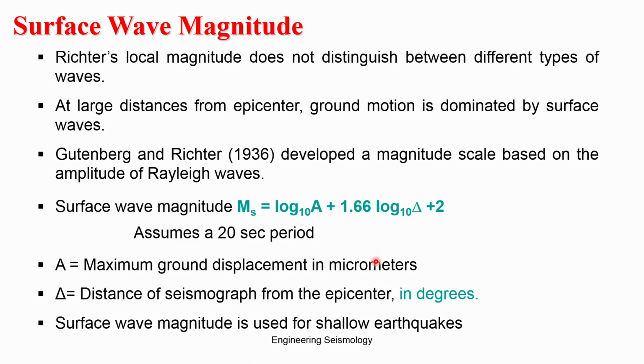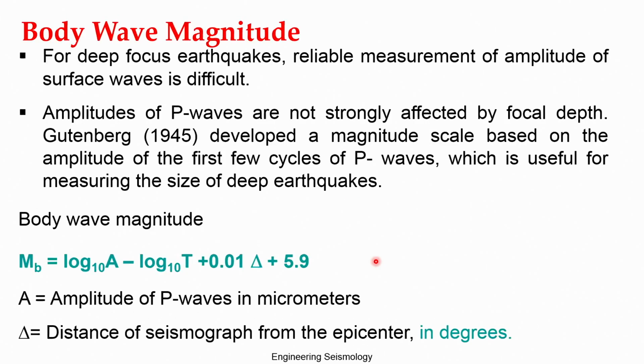You can also see the time duration and period from here. If you feed that in, you will get the magnitude. This was developed based on the amplitude of the Rayleigh wave by Gutenberg and Richter. So that is the surface wave magnitude. The body wave magnitude is basically based on the body wave amplitude, and the time has been taken into account, and then the body wave relations are given.